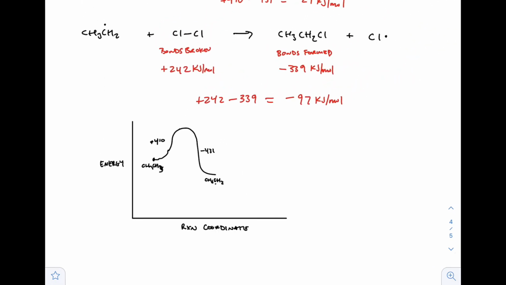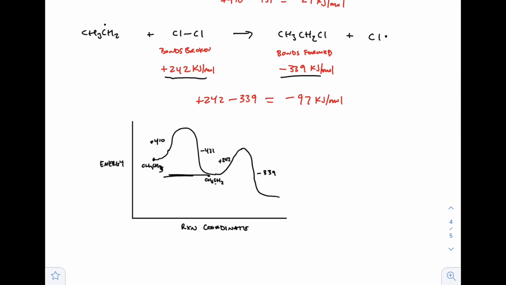Okay, and this is really important that you guys remember this because this is the first time it's coming up, but it's not the last time. Okay, so the next step is the formation of that chloroethane from the ethyl radical, and that goes up 242 and then down 339. So again, that net process is exothermic as well.